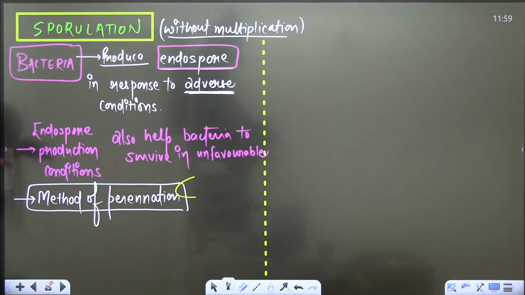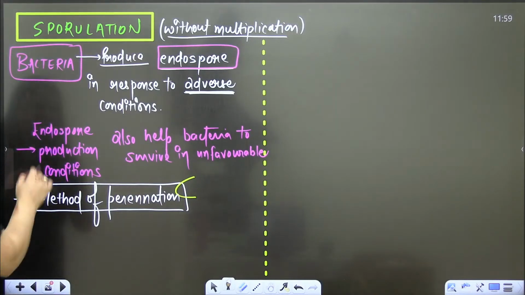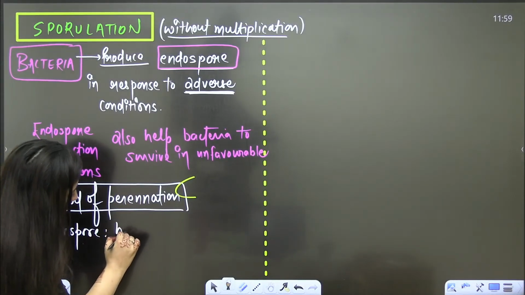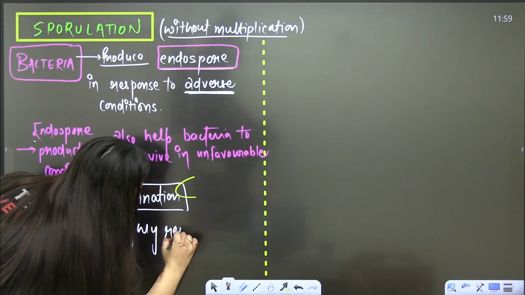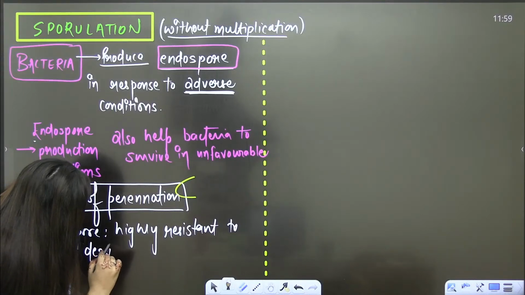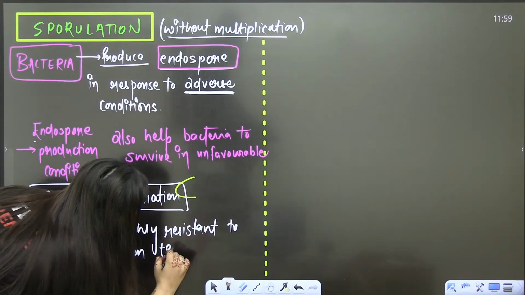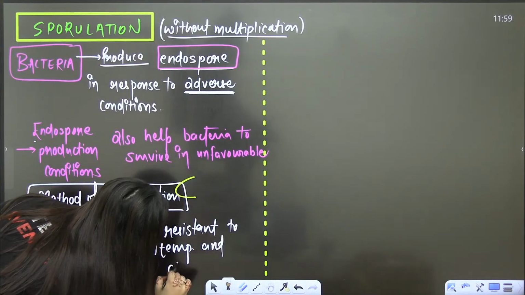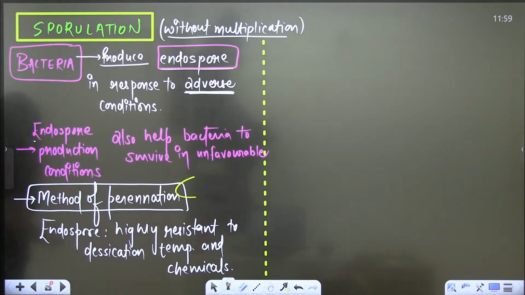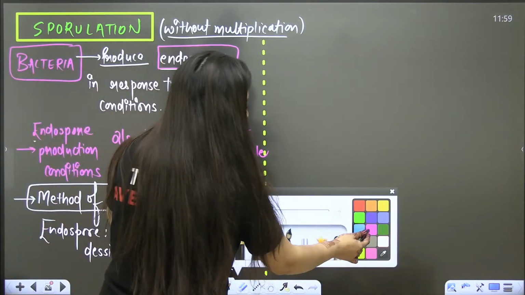These endospores are highly resistant to desiccation, temperature and chemicals. So that is how it will help the bacteria to survive in unfavorable conditions. Right? Yes. So I'll give you one more example.